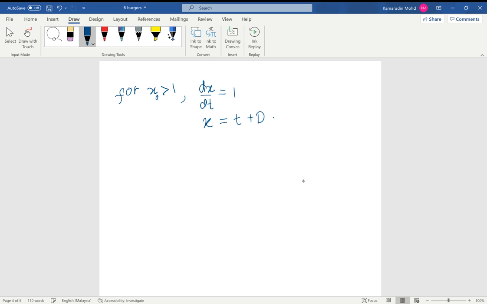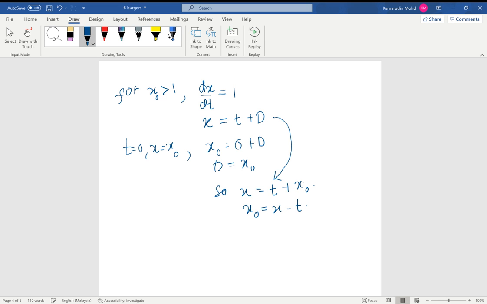If we substitute the condition t equal to 0, x equal to x naught, we have x naught equal to 0 plus d. So we get the constant d equal to x naught. We replace into this solution, so we get x equal to t plus x naught. This relates x naught with x, in which we get x naught is equal to x minus t.